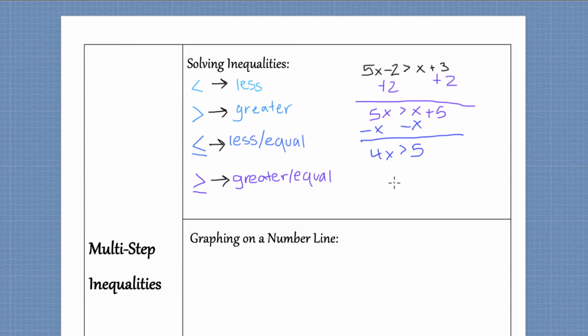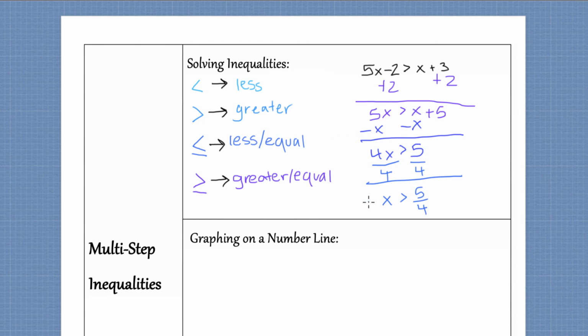So now we have our last step, which is just getting that x alone. And so to do that, we're going to divide this side by 4, and we're going to divide the other side also by 4. So 4x divided by 4 leaves us with just x, which is greater than 5 over 4, and that can't be simplified, so we're just going to leave it at that.